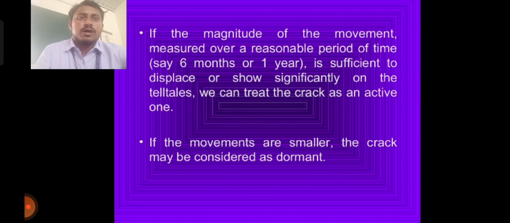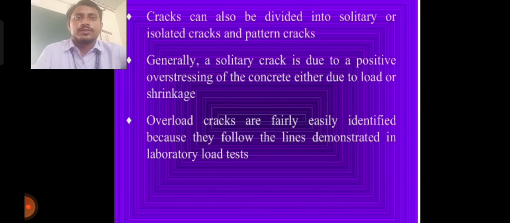In case the movements are smaller, the crack may be considered dormant. If the movement of the crack is smaller or stopped, the crack will be indicated as a dormant stage. If the magnitude of the movement over a reasonable period, for example 6 months or 1 year, shows it is continuously moving, that type of crack comes under the group of active cracks.